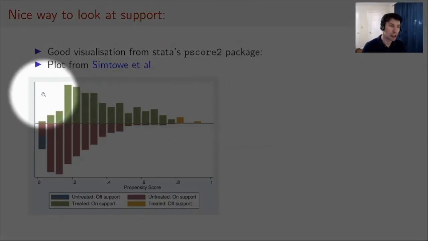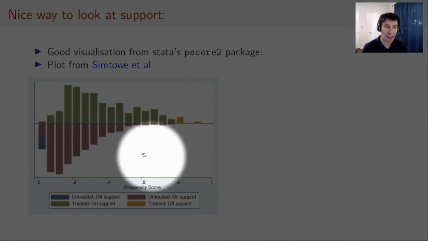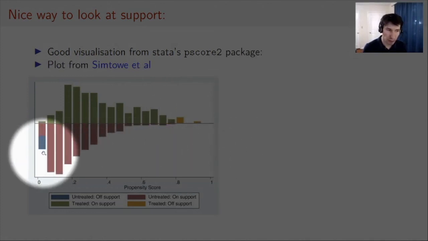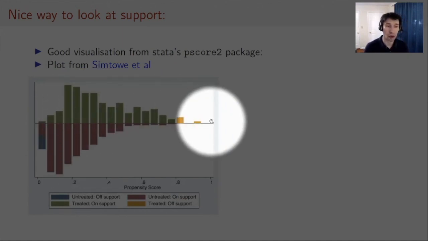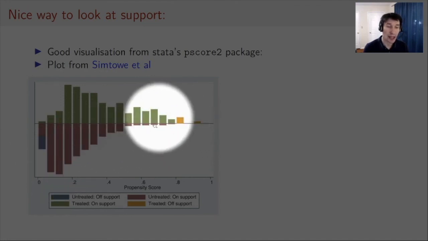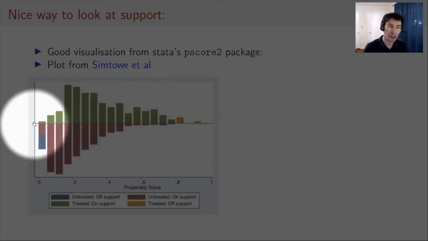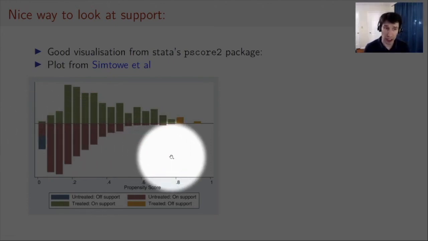What do these plots do? They plot the treated sample at the top and the non-treated sample at the bottom. And then they do two histograms, the histogram of the treated sample and the histogram of the non-treated sample. And they are aligned by the value of their p-score. And you can very quickly see how much support you have inside of your data.